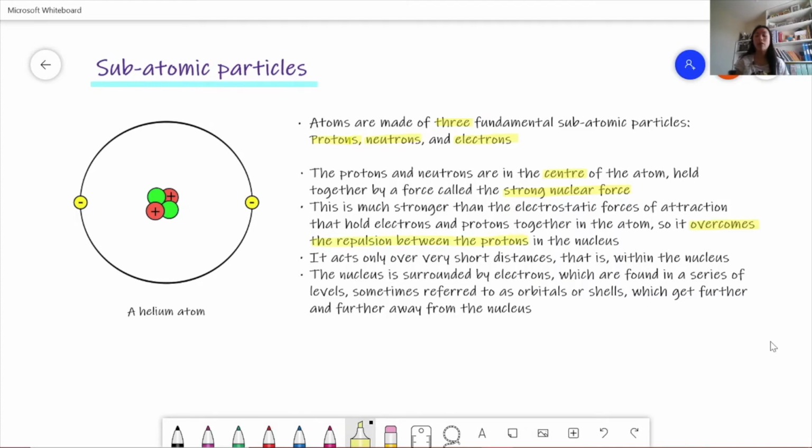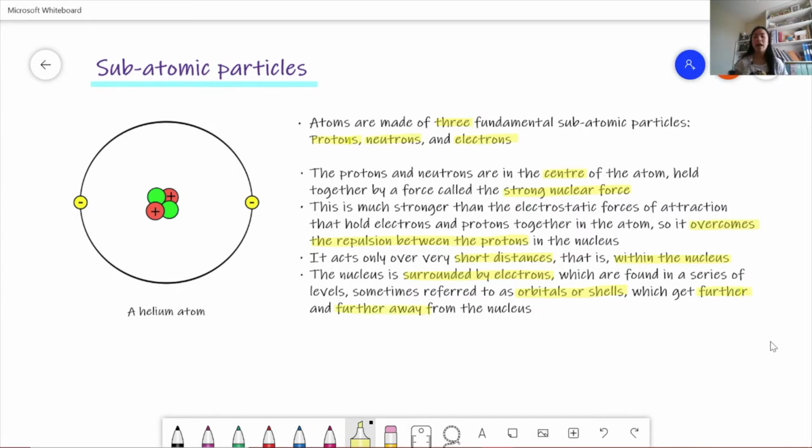That's how this strong nuclear force can hold all the protons together, because normally they would repel each other because they have the same charge. Another thing to know about the strong nuclear force is that it acts only over very short distances, so only within the nucleus. Electrons surround this nucleus and are found in a series of levels, which we call orbitals or shells, and these get further and further away from the nucleus.